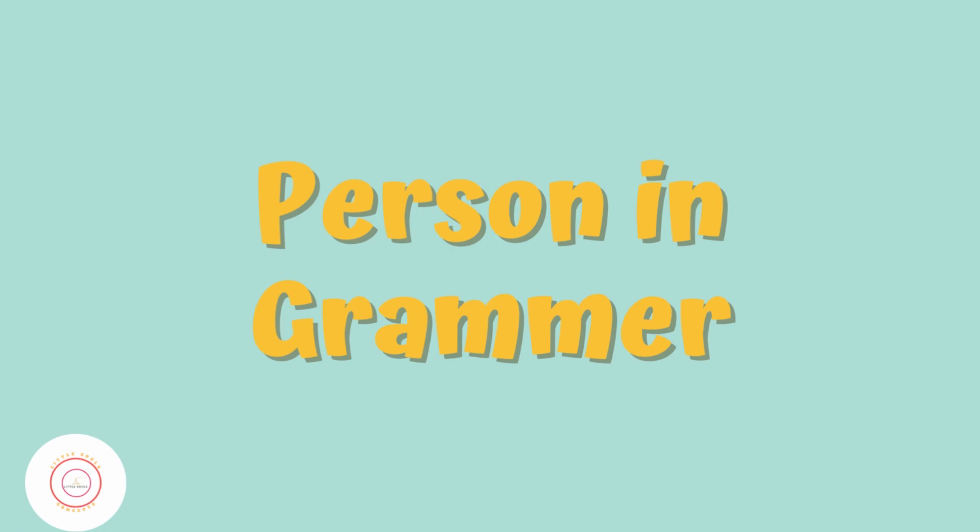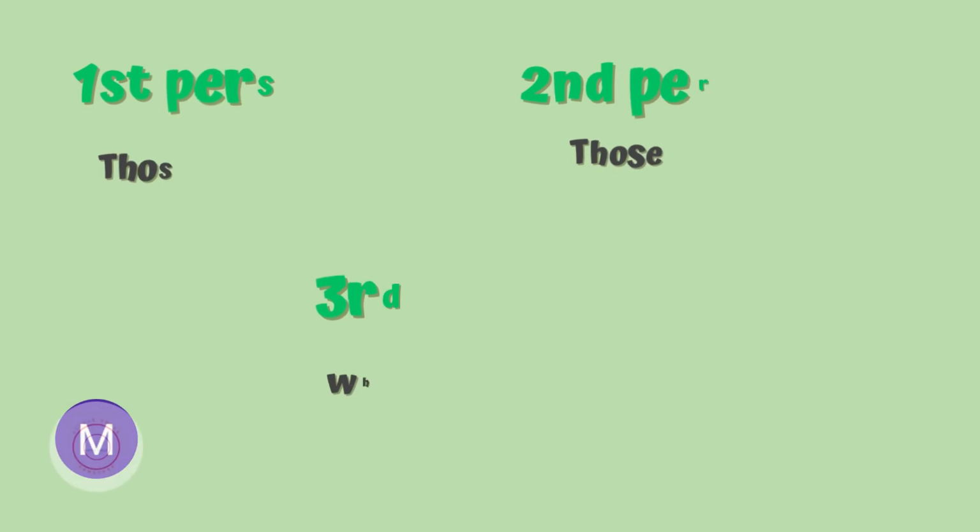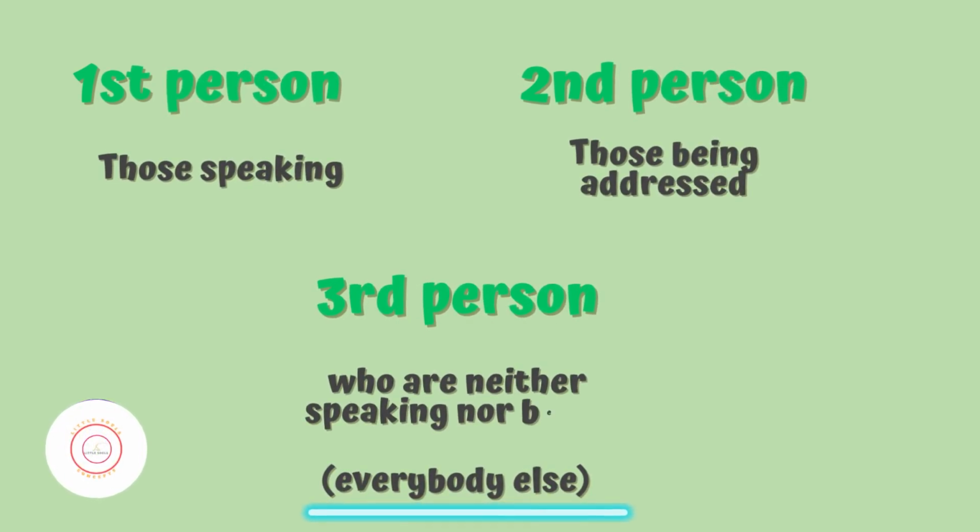Before going to discuss pronouns in detail, first you have to know about person. What is person in grammar? First person, second person, and third person. First person is the person speaking, and the second person is the one being addressed, the person with whom you are talking. Third person is those who are neither speaking nor being addressed. So everybody else is third person.